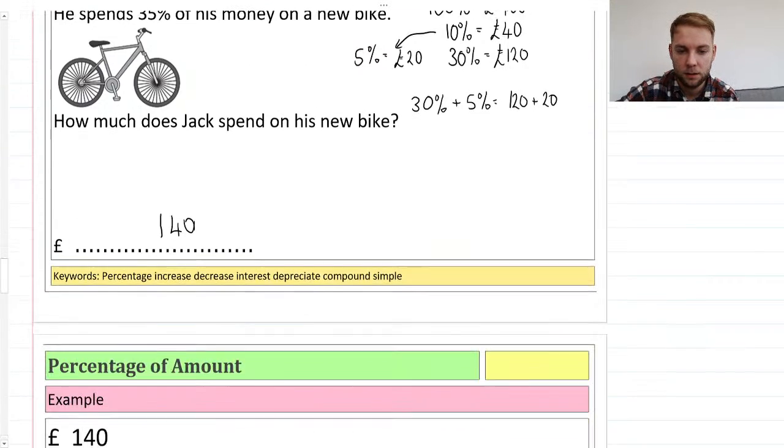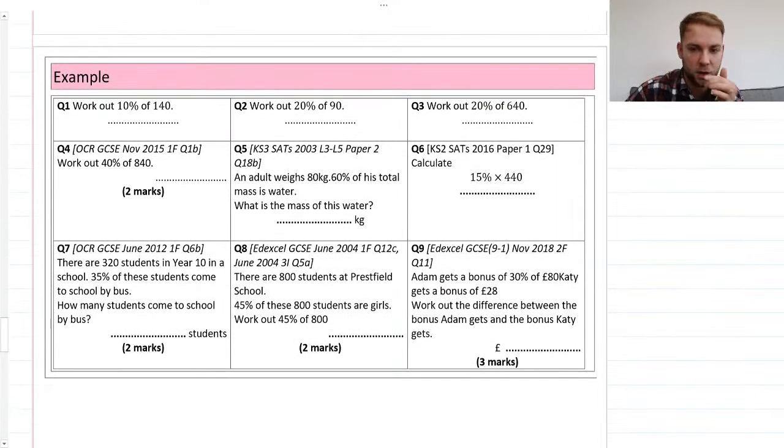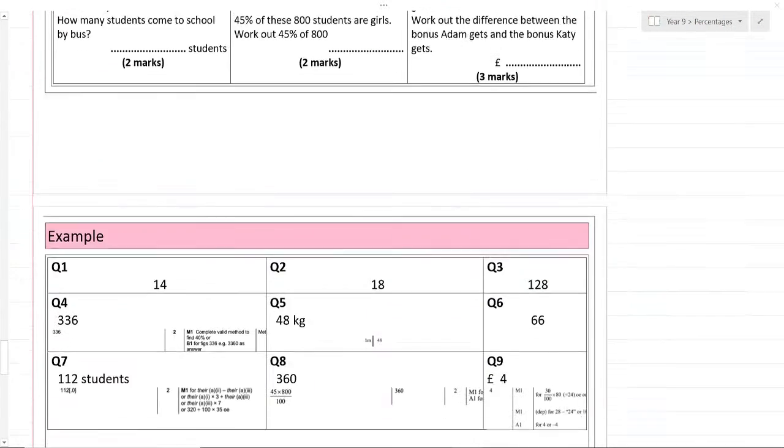Okay. Good work. So we're going to have a go at some of these very quickly. If you're catching up, here's some questions for you to have a little go at. I'll take myself off here. And if you're catching up, here's the answers to those.